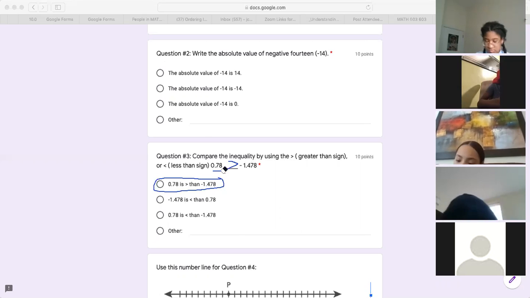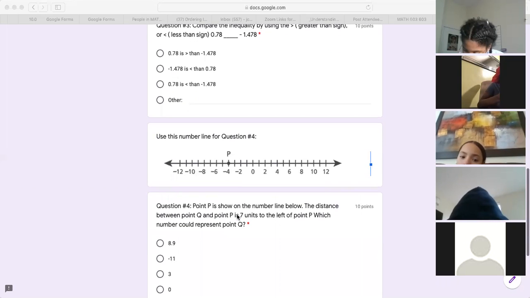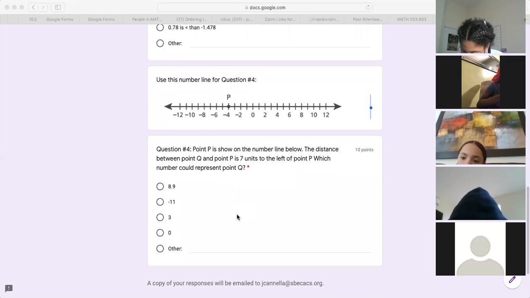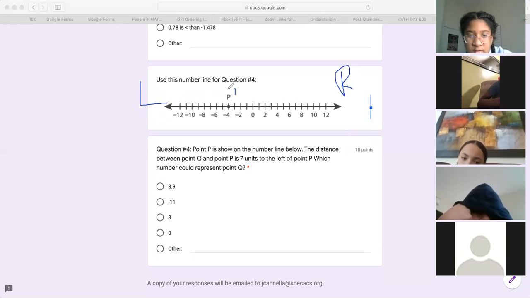All right. Mr. Chris, read me number 4, sir. I'm going to post it on the screen. I want you to try this. We just did this in class, Chris. All right, point P is shown on the number line below. The distance is 7 units to the left. So, look, this is the right, this is the left. Here we are, Chris. We want to go to the left 7. Count with me. What number do we stop at? I'm going to use red so you see it. Ready? 1, Chris, count.